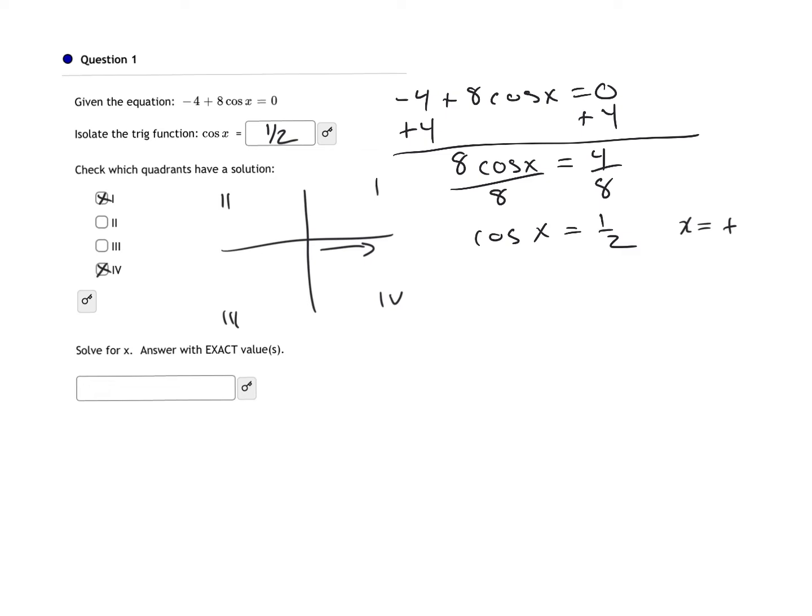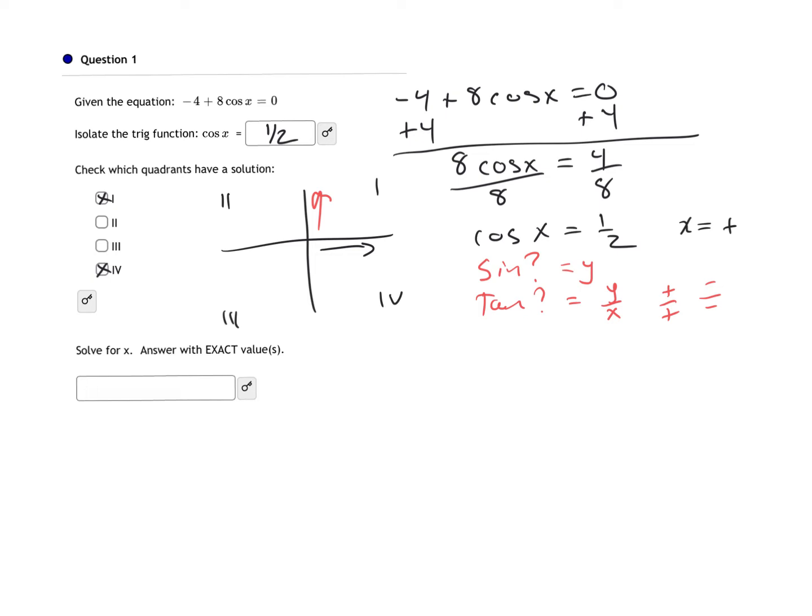If this was a sine question, sine is equal to y, so that means it's positive when y is positive, so that would be 1 and 2. Tangent is going to be, I'm sorry, let me back that up here just 1 second. It's y over x. So if tangent's y over x, it's positive when both x and y are positive, which is the first quadrant, or when they're both negative, which is the third quadrant. So tangent would be positive in the first and the third.